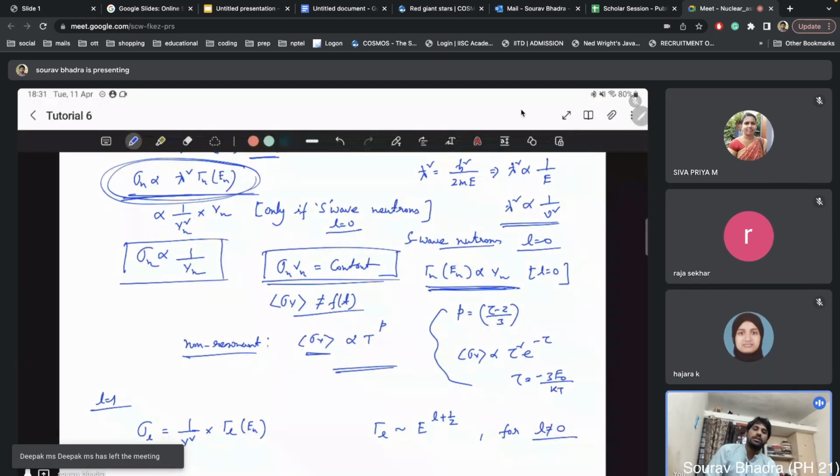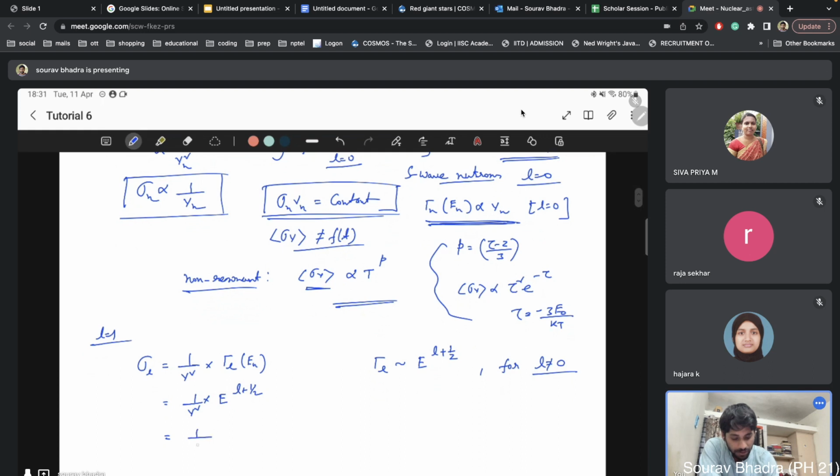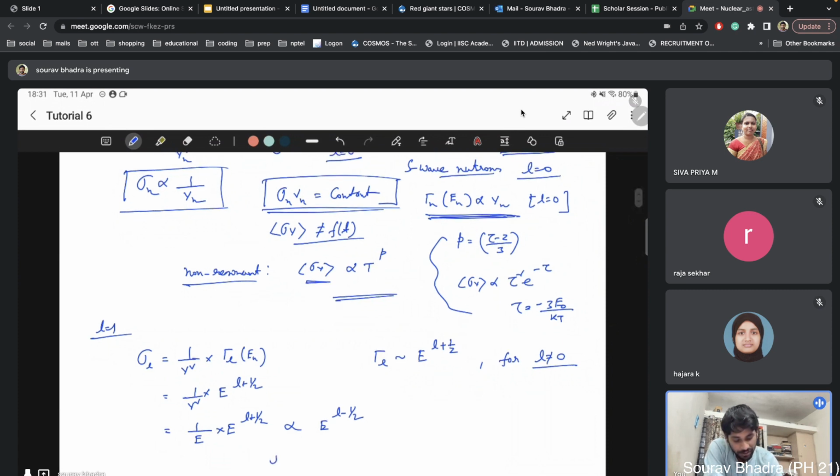And you can put L equals 1, 2 here also, no problem. So for that case this 1 by v square is there and E to the power L plus half. 1 by v square means 1 by E times E to the power L plus half. So the proportionality will be E to the power L minus half, because this E will be divided, so that's why L plus half has become L minus half, and this is now a function of energy. So sigma L is now a function of energy, for higher waves, for L not equal to 0. This is called the higher partial waves.